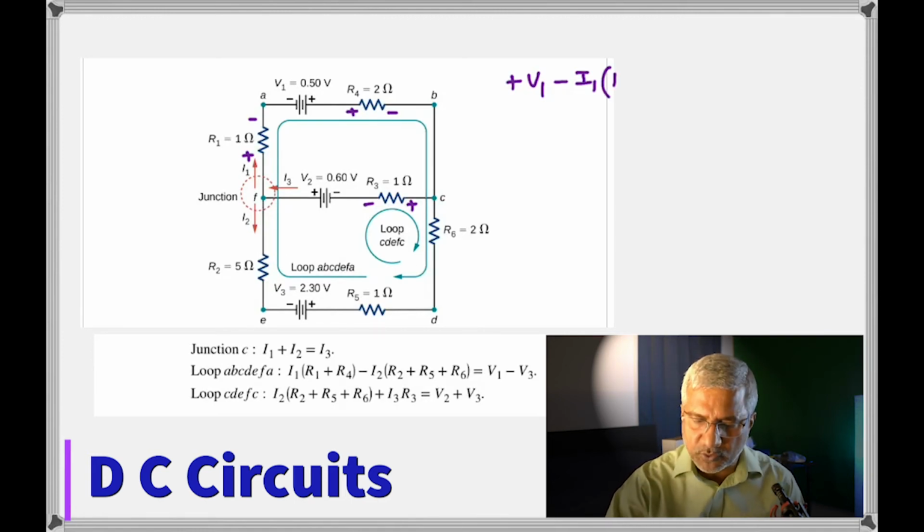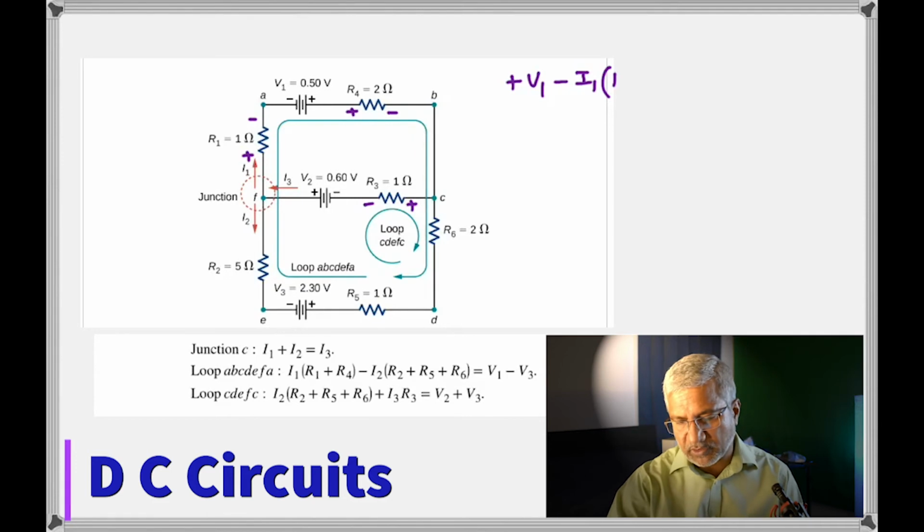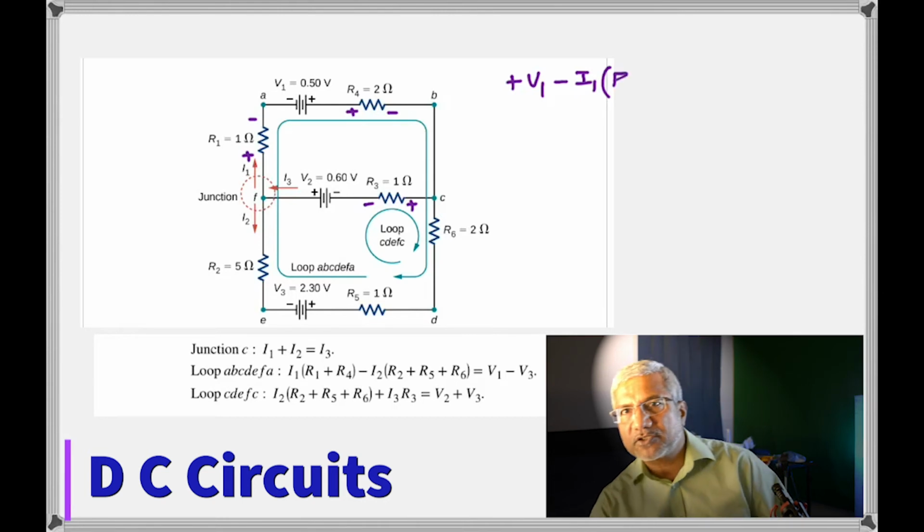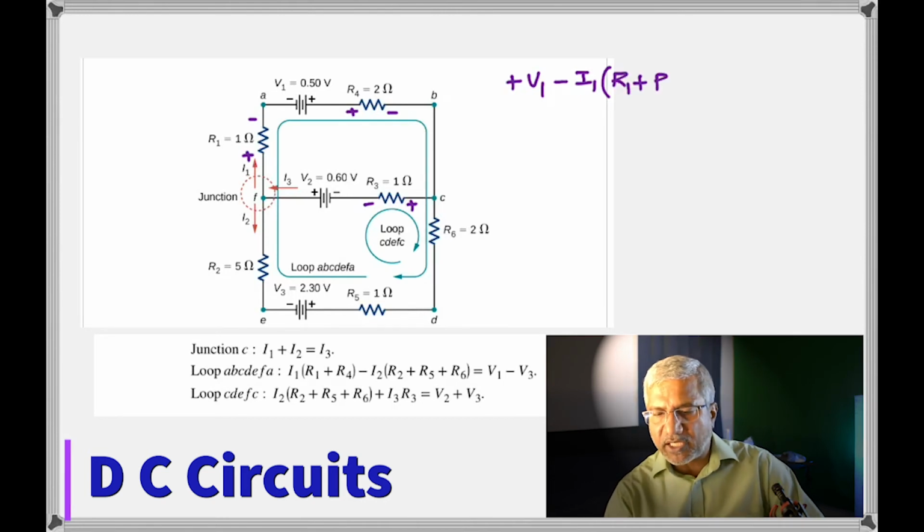And then what about the source? When you look at the source, in this one you're going from negative to positive, so it'll be plus 0.5. And then when you come down here, it'll be minus 2.3. So it'll be plus V1 minus V3. So you have to really, listening to me will not be enough. You have to try to write it down on your own, and then you will see it. There's no other way.